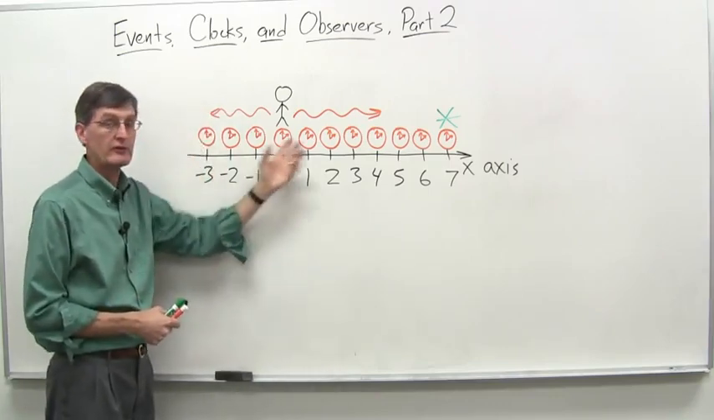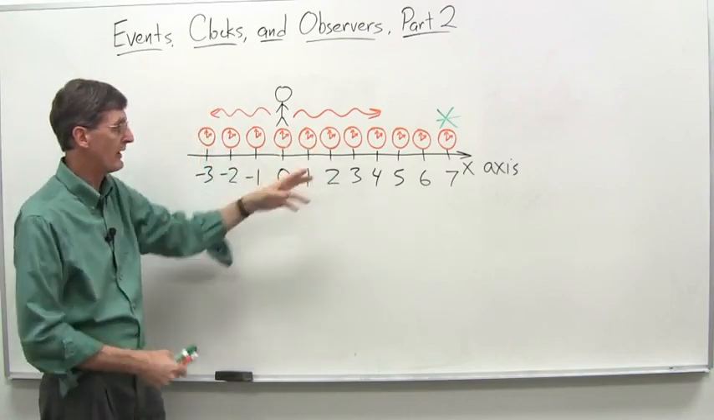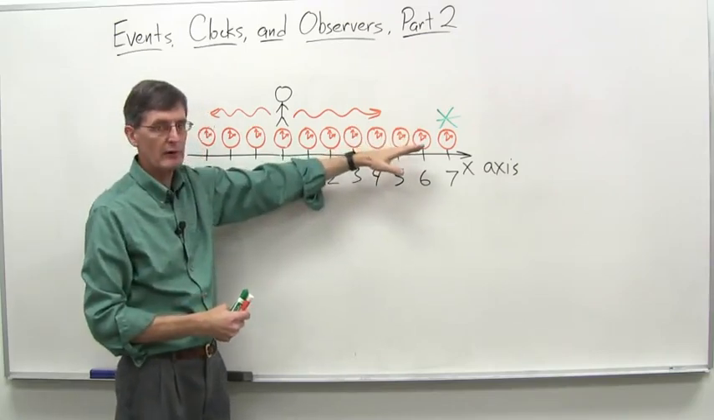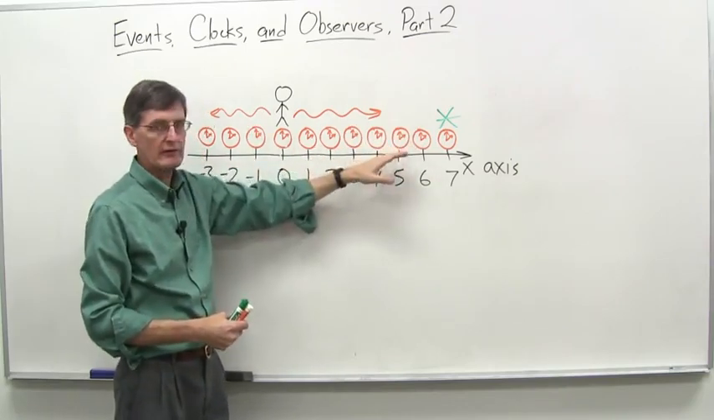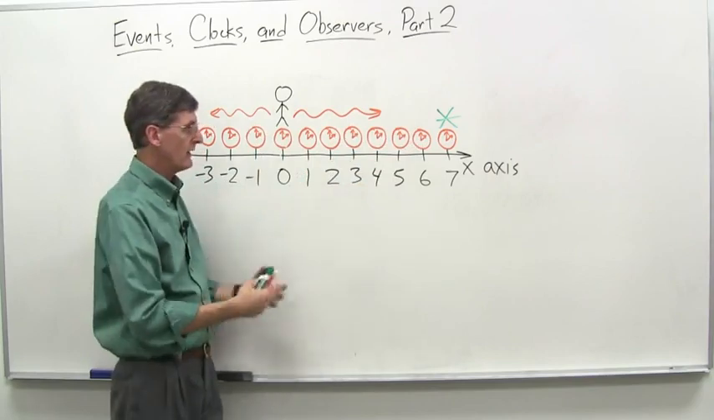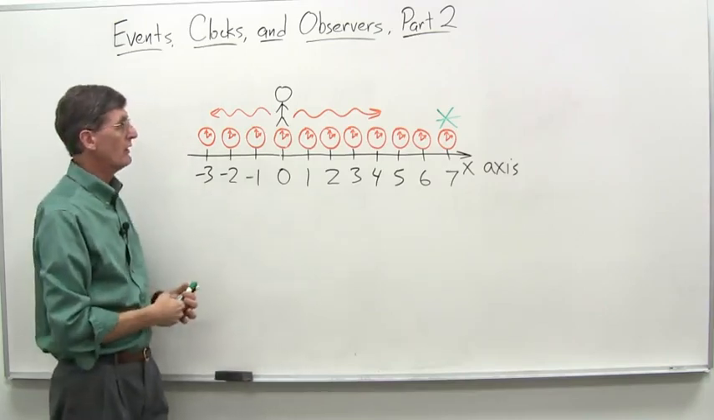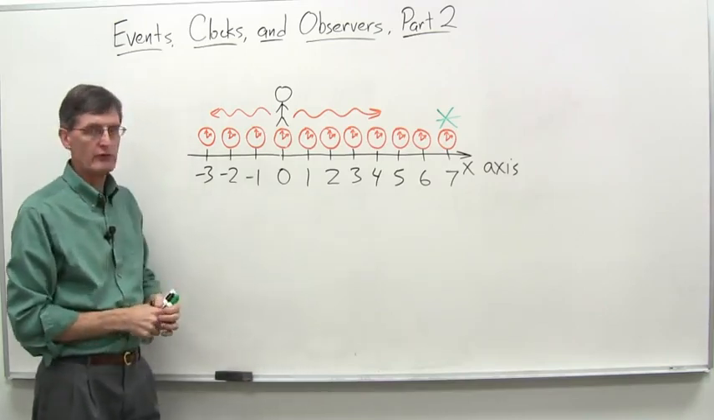And we're assuming we can synchronize all the clocks by sending out the pulse of light, as long as in advance of that we have set each clock ahead just the proper amount, so when the pulse of light reaches it and it starts running, then they're all synchronized with each other that way. Okay, so events, clocks, and observers.